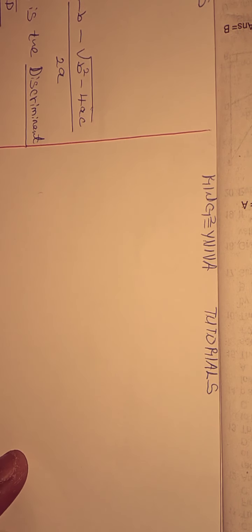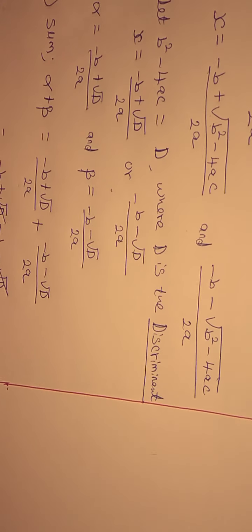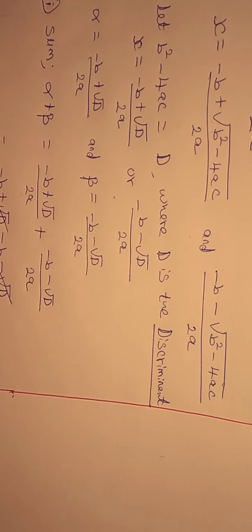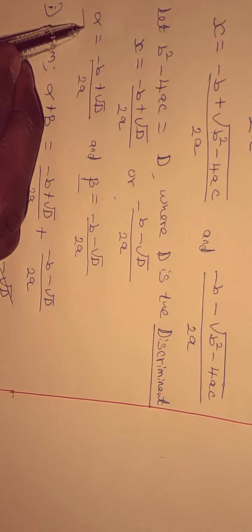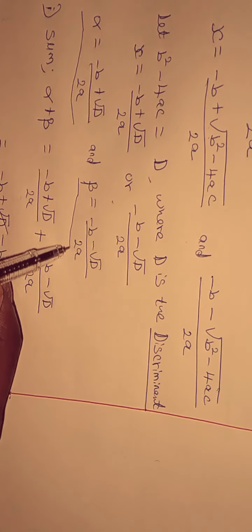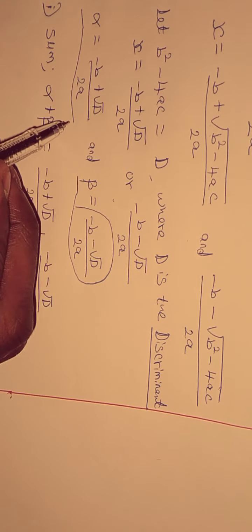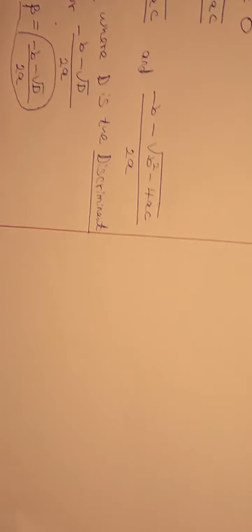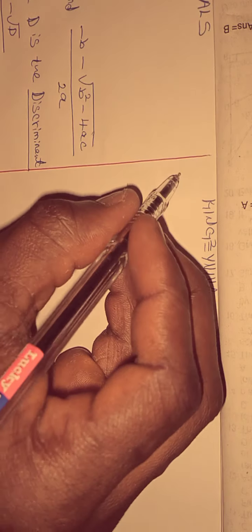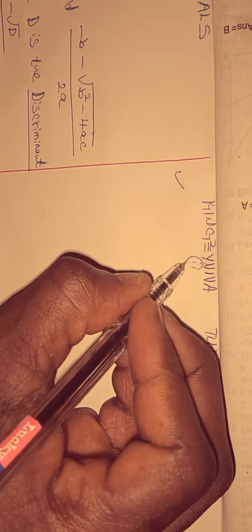So very quickly, we have the two roots here already. From what we saw before, we had the two roots over here, which were alpha and beta, equal to this and equal to this. So this is beta, this is alpha. So I just multiply them, that's for number 2 now.